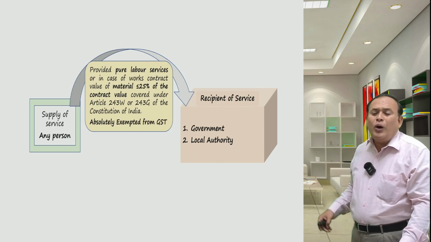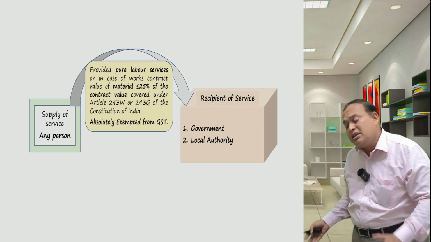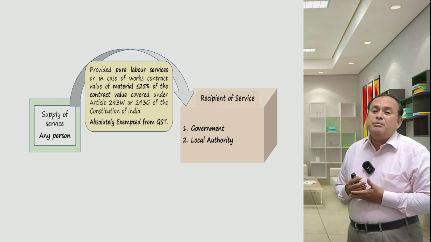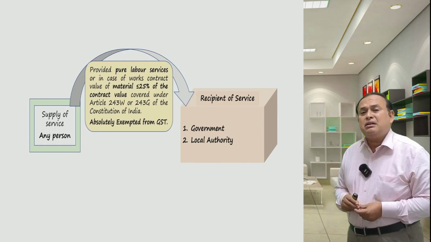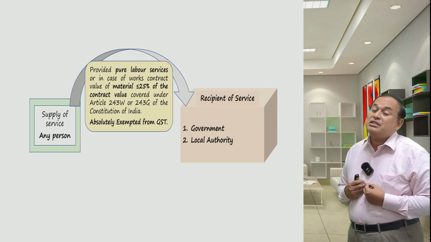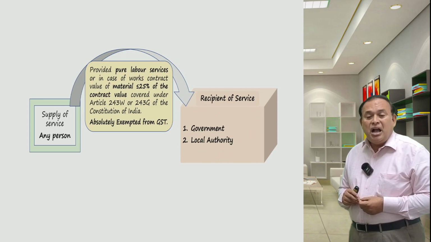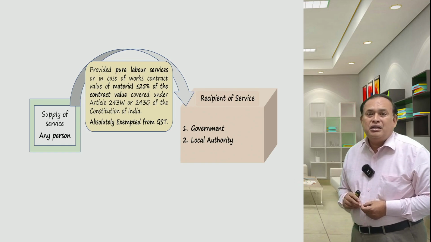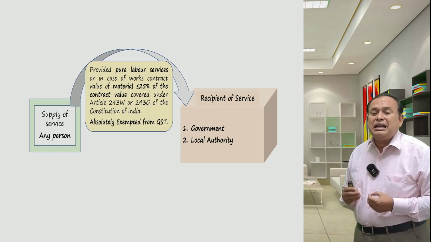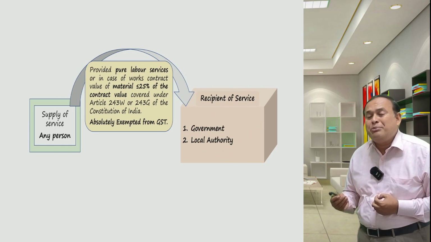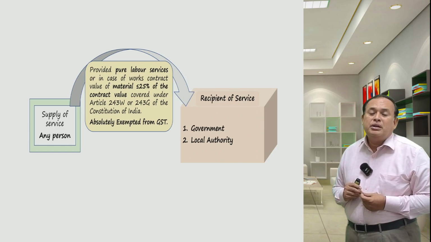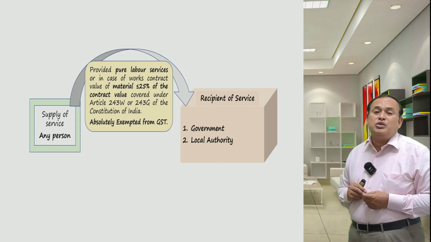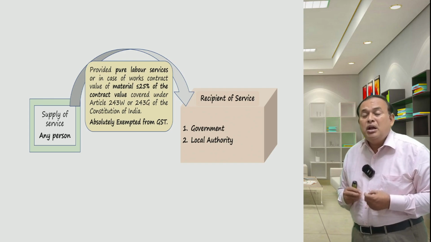No, sir. While providing the labor services, material is also supplied, sir. What type of services? Sir, my name is Krishnakant Builders. I am the Krishnakant Builder. I have undertaken to repair the road for the local authority. Chennai Corporation awarded me a contract to repair a public road. It is one of the objectives of Article 243G or Article 243W.